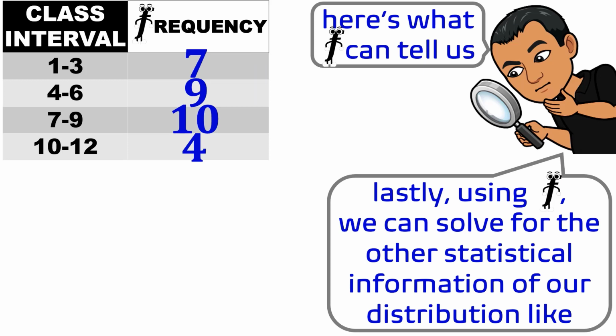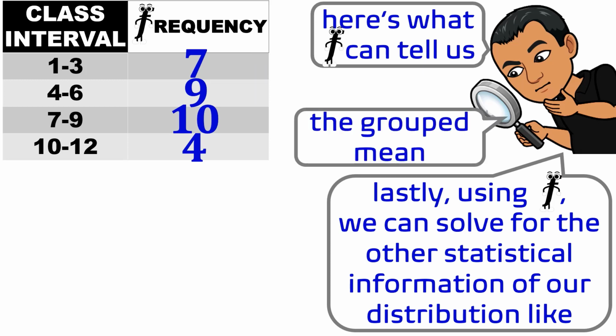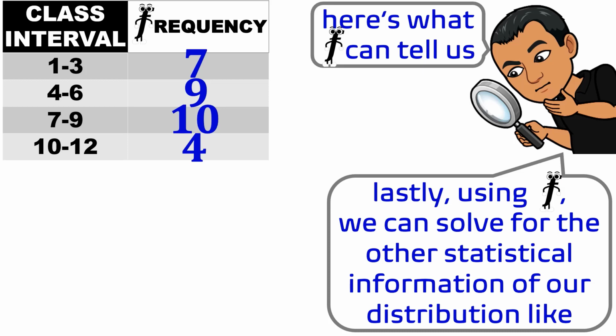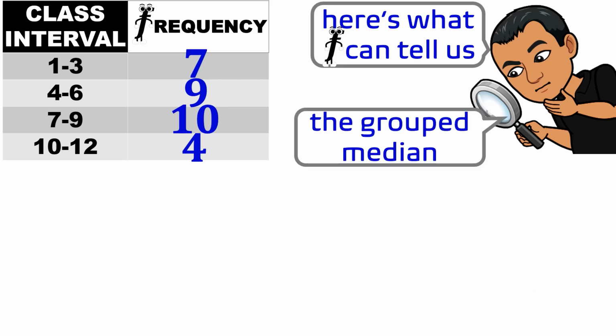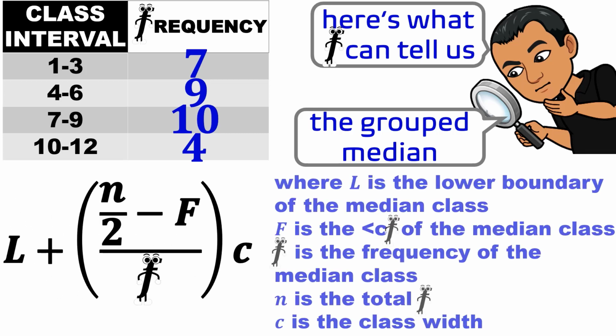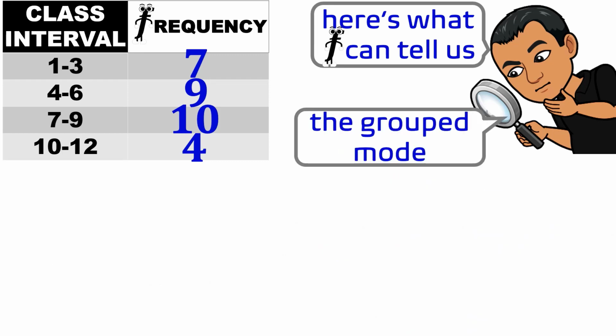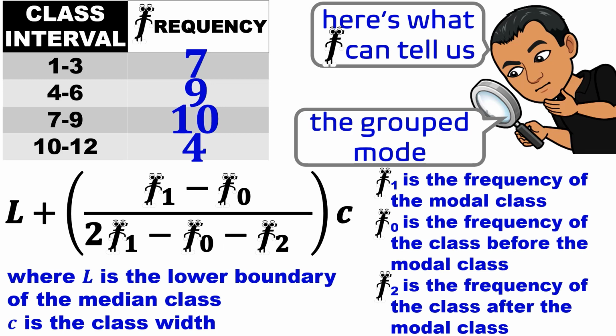Lastly, using F, we can solve for the other statistical information of our distribution, like the group mean. In this formula, it uses the concept of F, or frequency. The group median formula involves the frequency and less than cumulative frequency of required data. The group mode uses this formula, which involves frequency before and after the modal class.